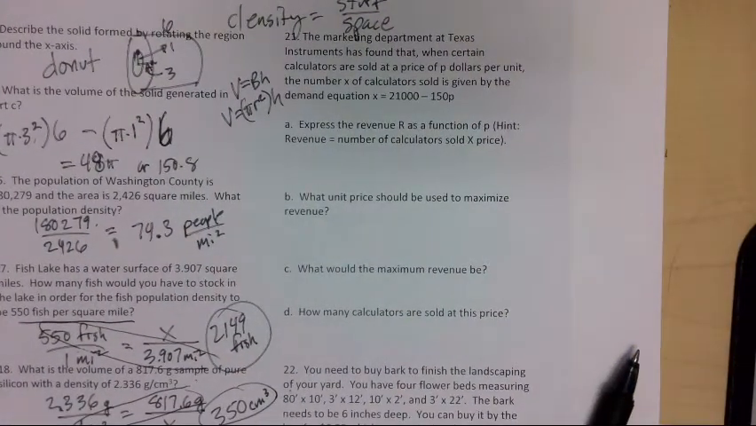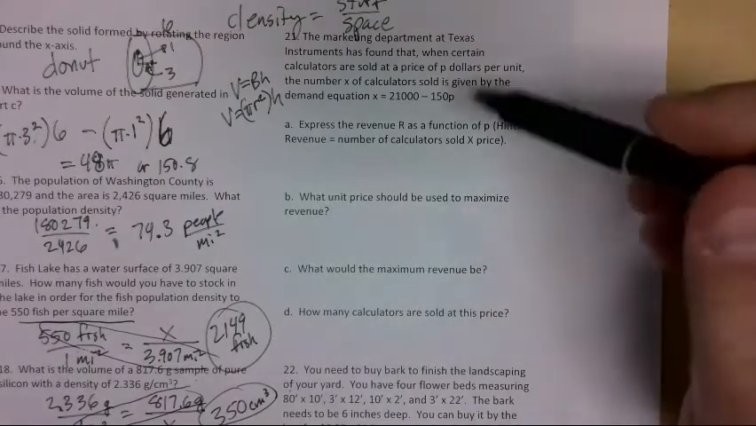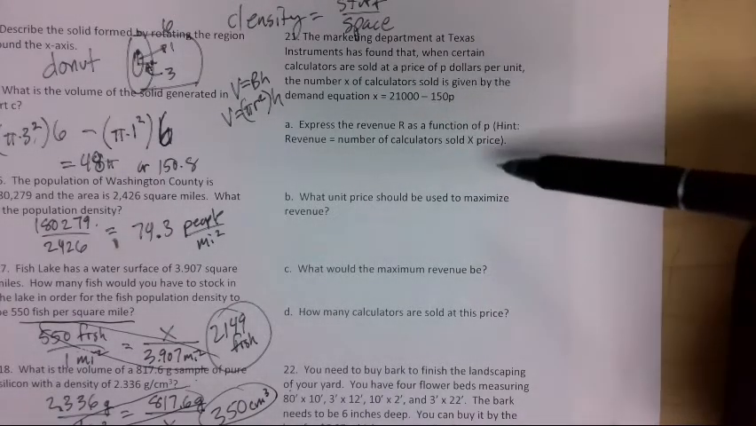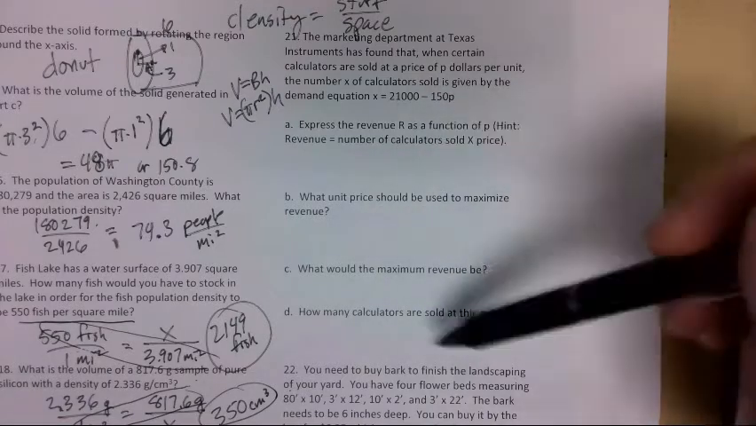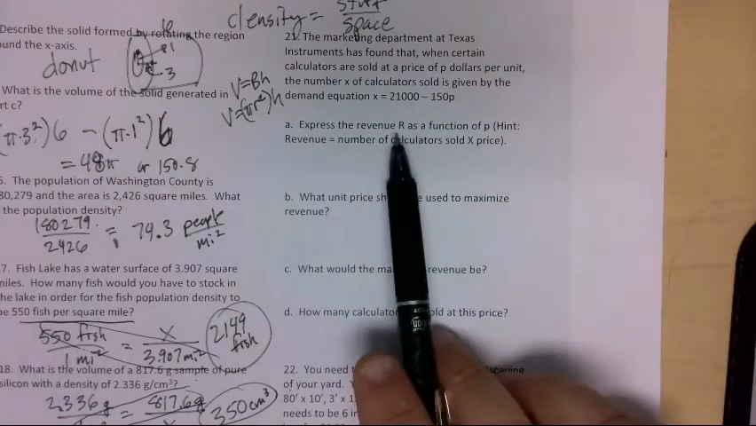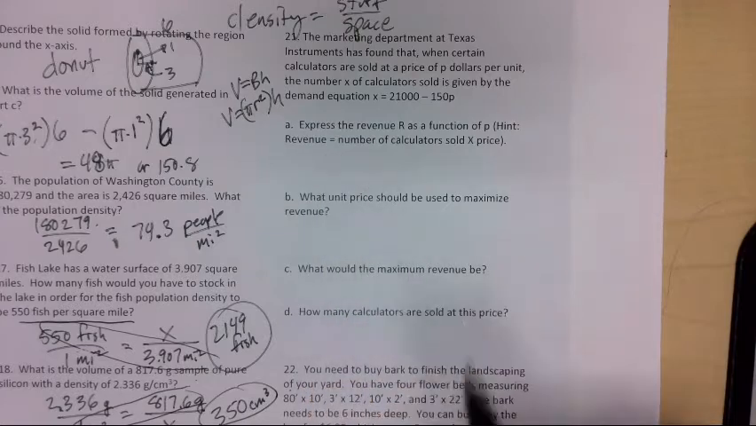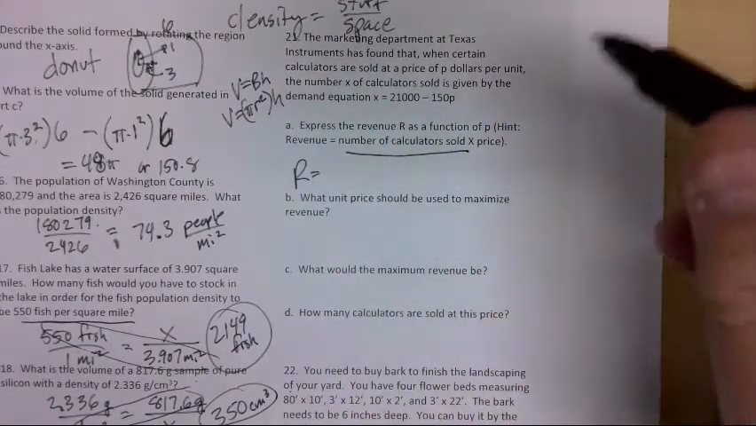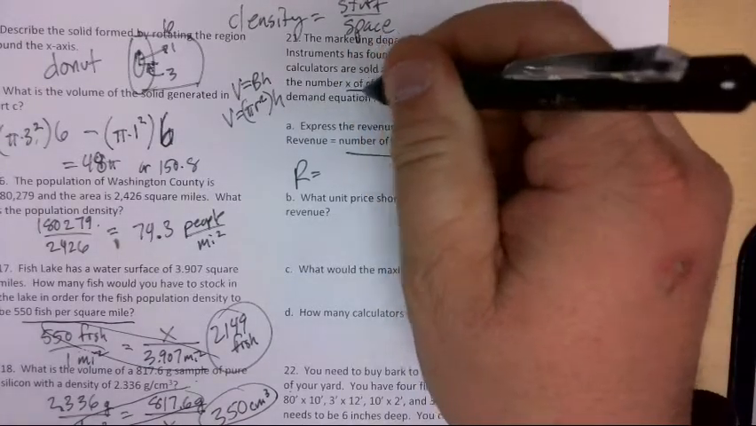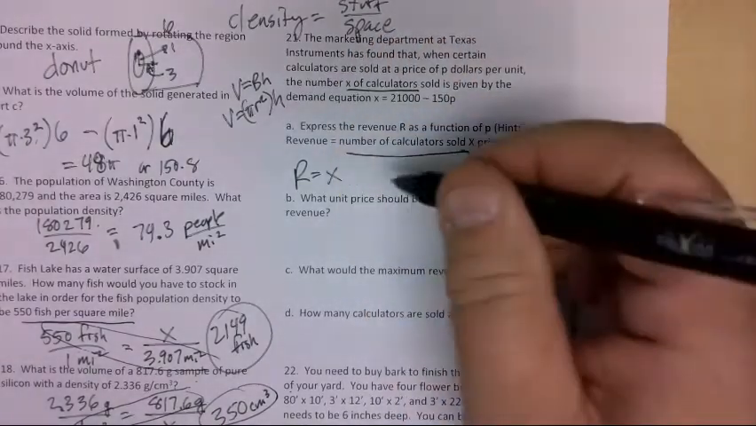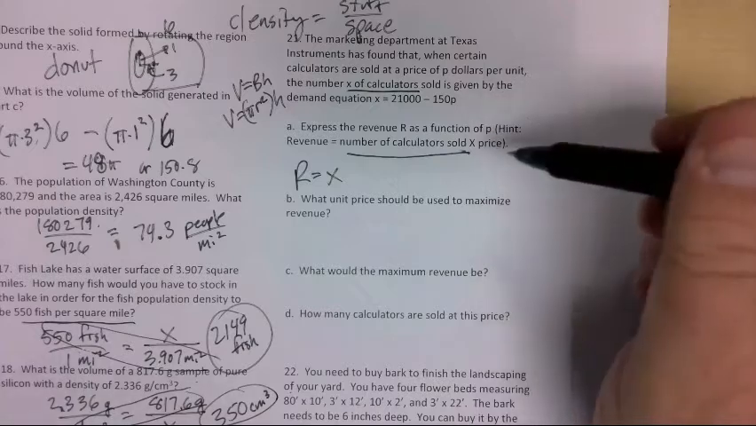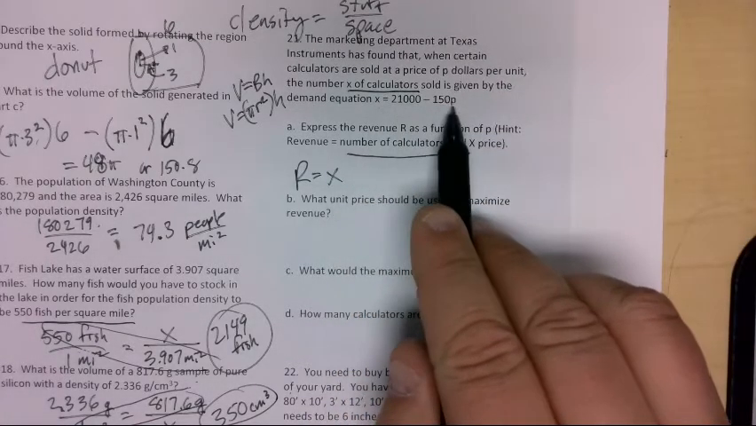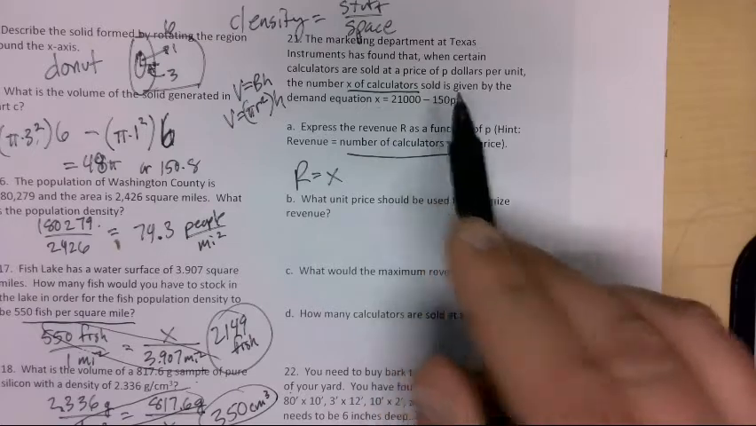Okay, let's look at this. The marketing department at Texas Instruments has found that when certain calculators are sold at a price of $p per unit, the number of calculators sold is given by the demand equation. Whoa, this is kind of old stuff, isn't it? Express the revenue as a function of p. Hint: revenue equals number of calculators sold times the price. Well, that's x, the calculators sold, times the price. This is the number of calculators and this is the price. Oh, you know what?